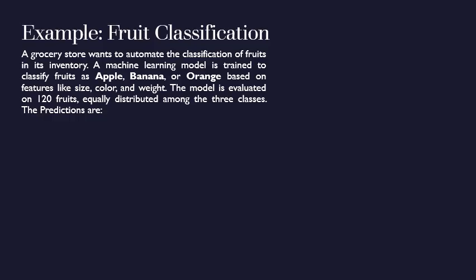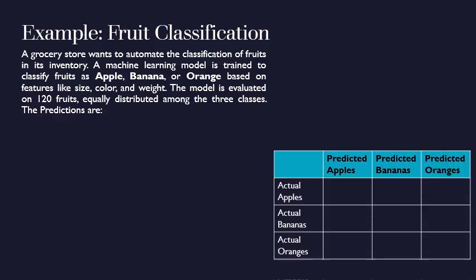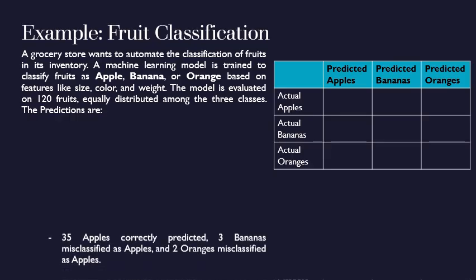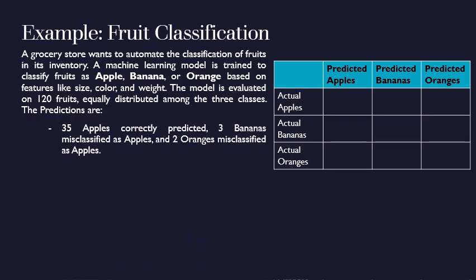So the predictions are as follows, but before that, let's first construct the structure of our confusion matrix. So we have here the structure of the confusion matrix, and then let's proceed now with the result of the predictions. First prediction is that there are 35 apples correctly predicted as apples. So they are our true positive under the apple class. So we have here 35.